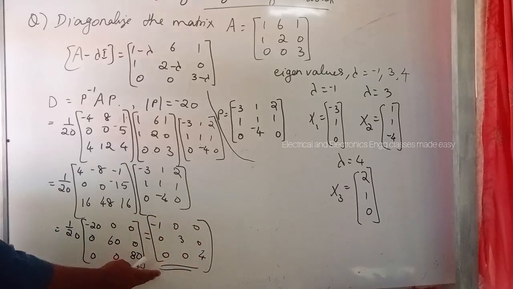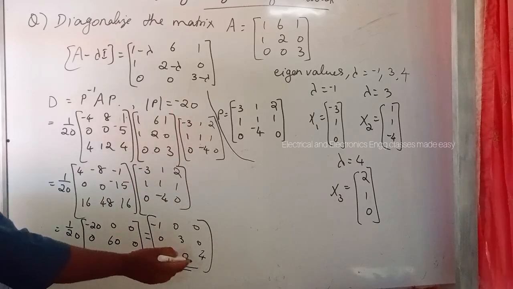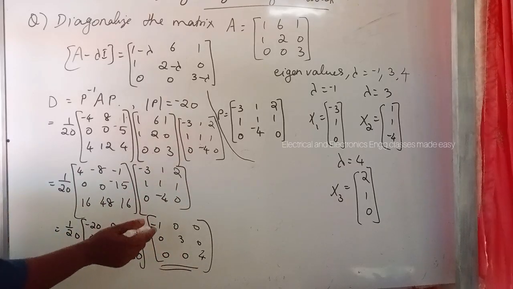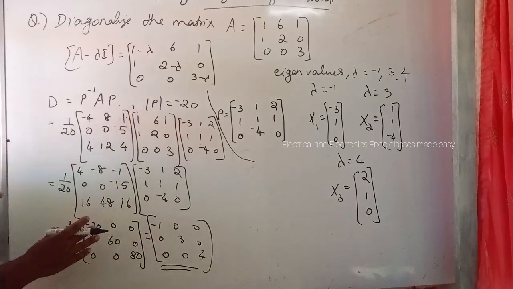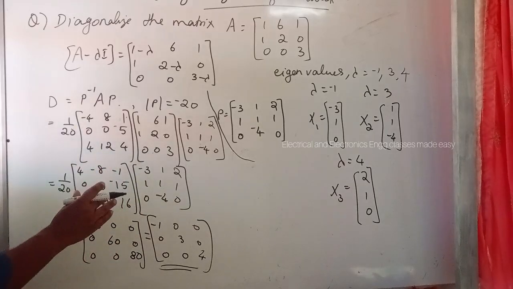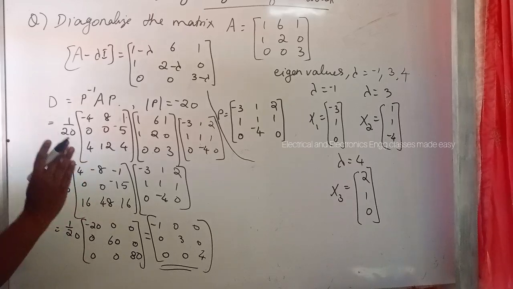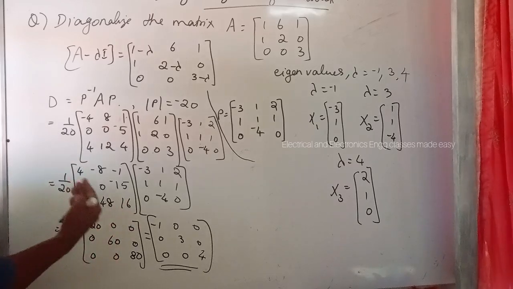Here we got the diagonalization of the matrix A. That is, the diagonal elements are the eigenvalues of A. So in this way we are doing the diagonalization of a matrix of order 3 by 3. In the next class, let us discuss more problems.